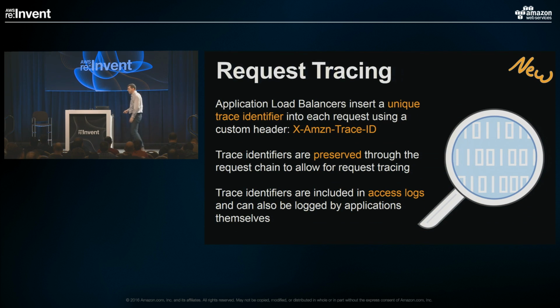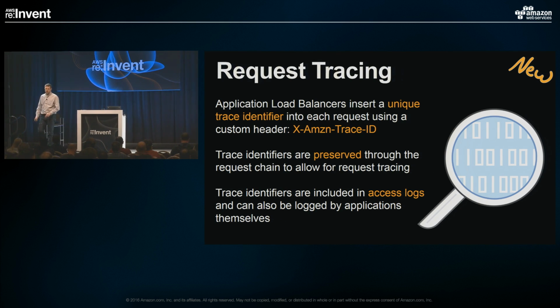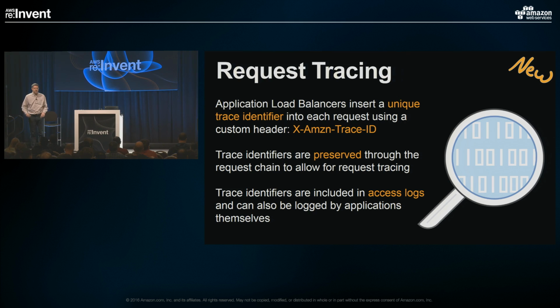This is brand new, again, last week. Request tracing. That sounds pretty cool. What this does is it inserts a unique identifier for every single request going through the ALB. So you send a new request to the ALB, and we'll add a unique identifier to the Amazon Trace ID header. And if that request goes through another ELB, we'll append a new identifier. So it gets appended.